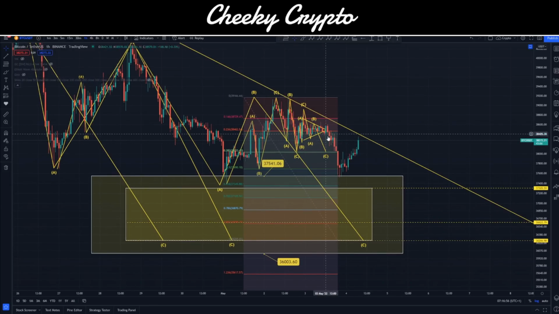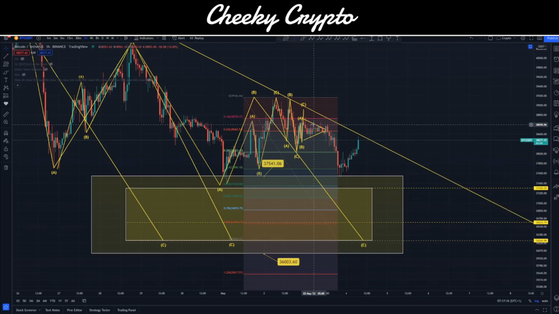So we came down yesterday, overextending this C wave down to where I thought was the most probable. We came down right back into our little yellow box area here at $37,300, okay? This actually came down to a low of $37,517, sorry, okay, all the way down there.